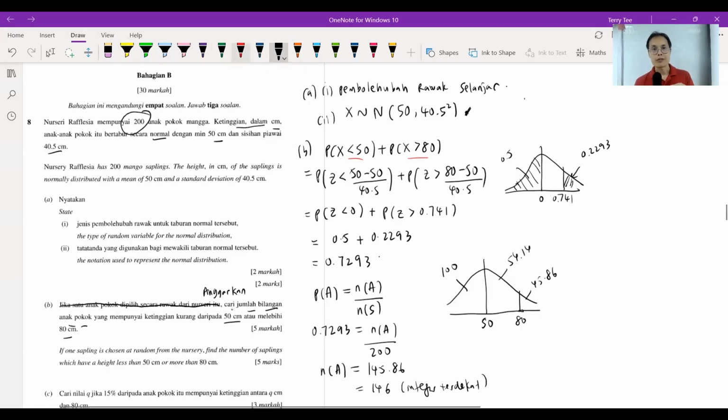When you round off, right, this is 54. When you round off, this is 46. We cannot say not enough. Because if you say, okay, this is 45, that is 54, then what happened to one more anak pokok? It's missing, right? Because your total must be 200, right? So that's why, remember, you just round off to the nearest integer. You don't say, oh, it's not enough, then I take 145. No, because if you take 145, then it will be one less, one missing anak pokok, right? So let's take the nearest integer, 146.